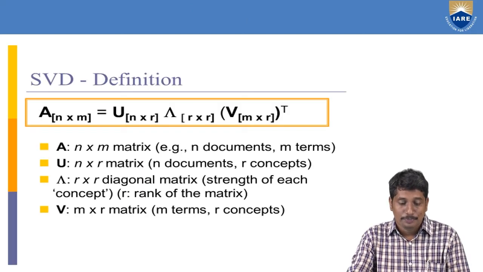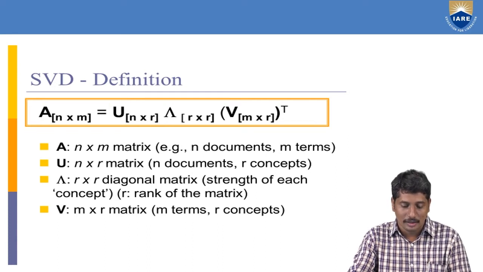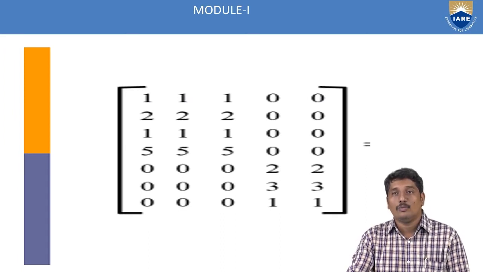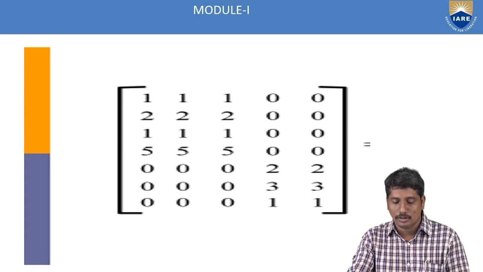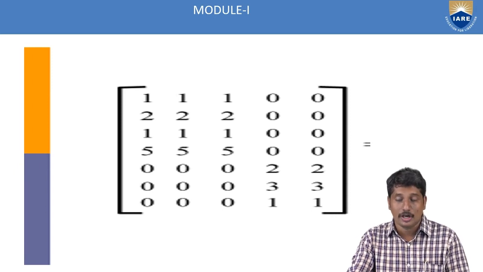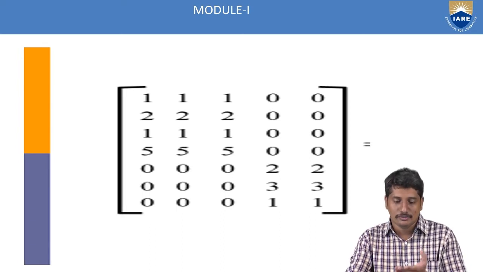So this is what we discussed. Now, singular value decomposition, SVD. Here we are going to see what happens in singular value decomposition, how we reduce the dimensions, and how it is used in dimensionality reduction. That is what we are going to see: how we apply SVD in dimensionality reduction. With the help of a small example, I'll explain.